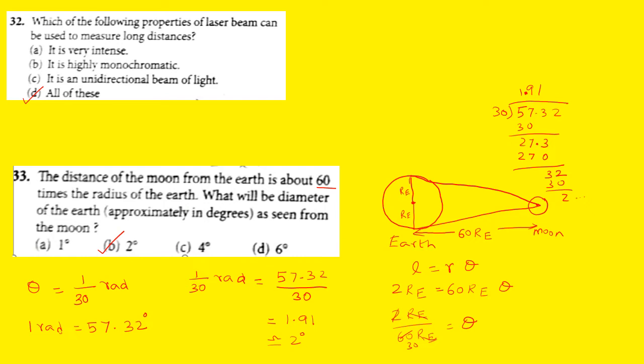So just remember the formula L equal to R theta, where L is the diameter of the earth and R is the distance between the earth and the moon. You have to imagine this as part of a circle, an arc length. L equal to R theta is the formula for arc length. So you should know how to relate that formula to find the distance between the moon and the earth. And 1 radian equals 57.32 degrees. Remember this. It will be helpful for converting radians to degrees in an easy way with less time.